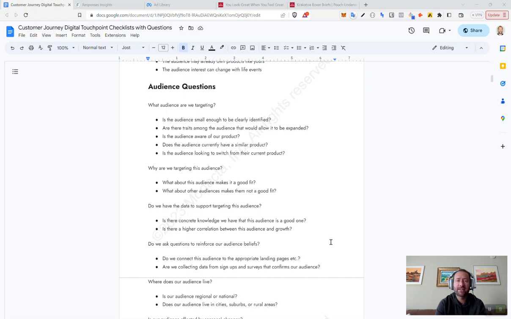Are there traits among the audience that would be expanded? Can you use a product in multiple formats? Does it work for multiple activities? Can you use it for a whole bunch of different things, really? Where does one item become used in multiple activities?